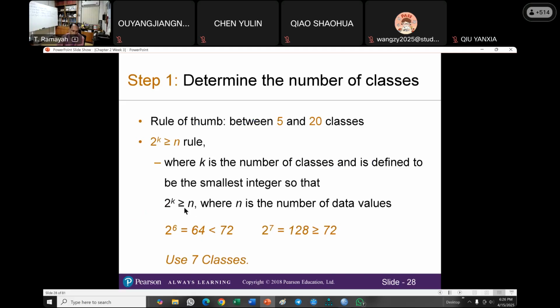This is the rule. So we can try 2 to the power of 7. 2 to the power of 7 is 128. So this number is greater than or equal to 72. So we decide on the number of 7 classes. Okay, 7 classes. That's the first thing.